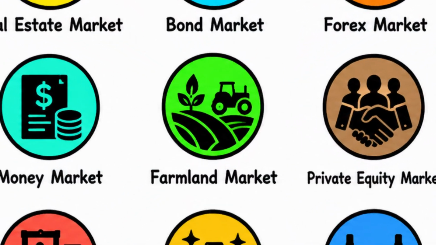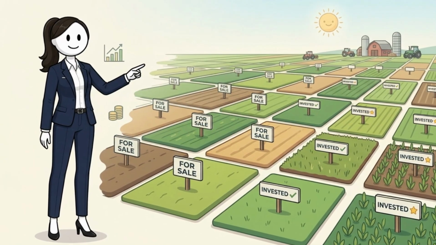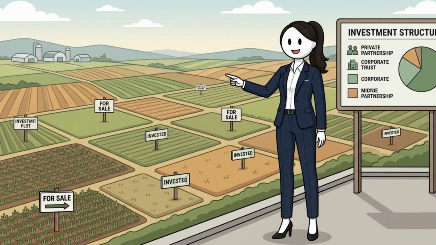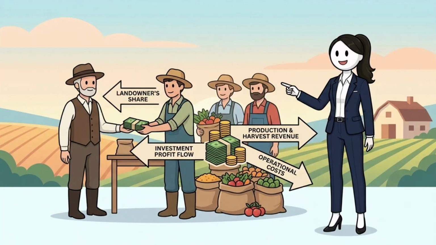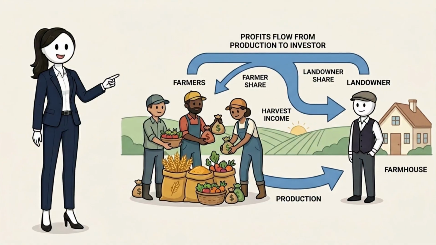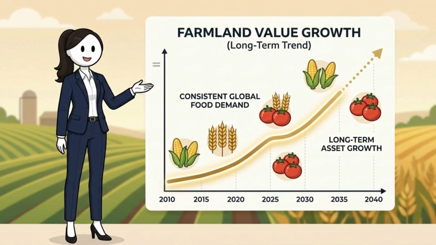The farmland market. The farmland market is where people buy and sell land used for growing food. For example, imagine owning a giant garden where farmers grow tomatoes and corn. Every harvest, the farmers share some of the money they make with you. People will always need food, so farmland can stay valuable for a long time.